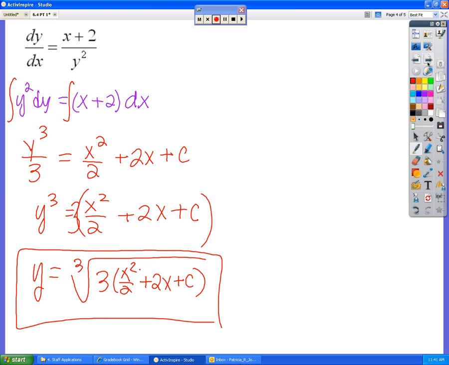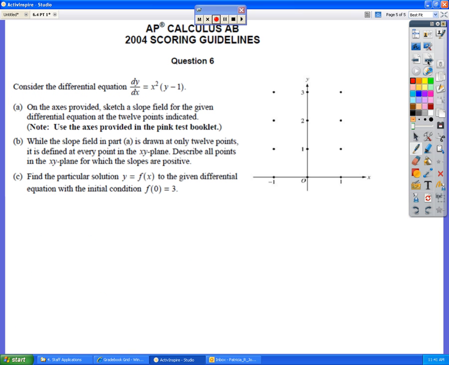All right. And then lastly, I have a free response question. This one, I'll be honest, I'm not sure where I took it from. And if you haven't seen it, then that's actually pretty good. So we can go through the whole thing together. On the set of axes provided, sketch a slope field for the given differential equation at 12 points. So I'm going to do the easy ones. If x equals 0, then the slope is 0. I also know that if y equals 1, the slope is 0.